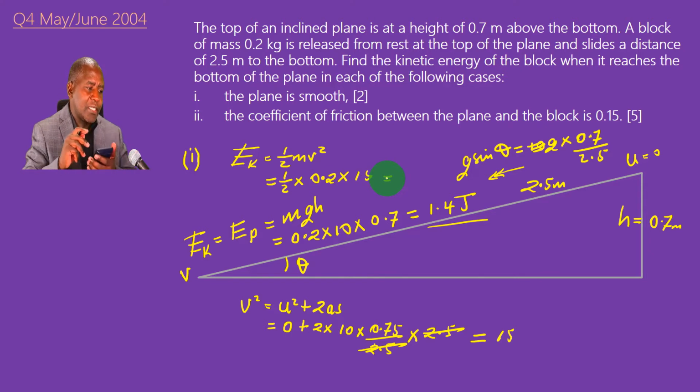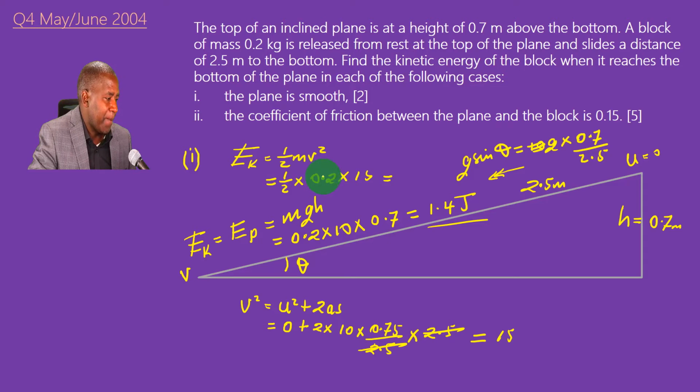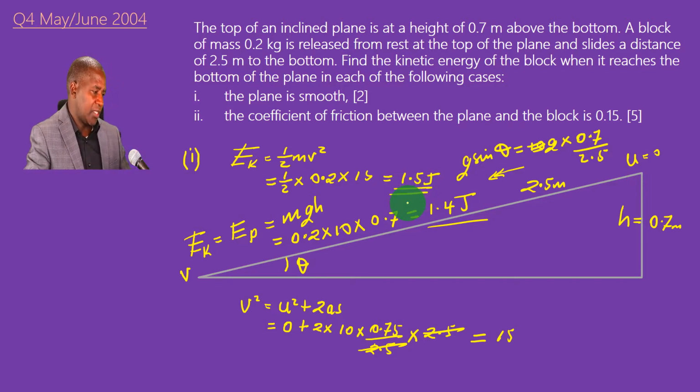And what does that give me? I think it's going to give me 1.5 joules. Why is it different from here? M, G, H, and over here, it should have given me the same value. I've seen where I made the mistake.